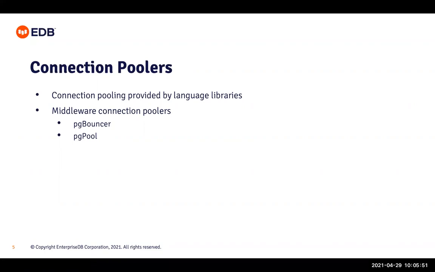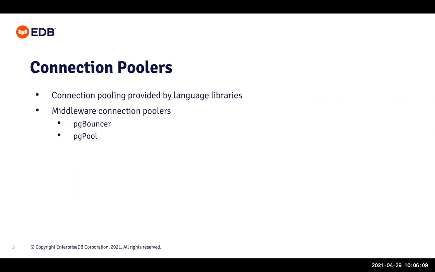So another option is to use middleware connection poolers. The advantages of middleware connection poolers are that they can be placed anywhere. They can be placed on the application server, on a database server, or on a server of its own.